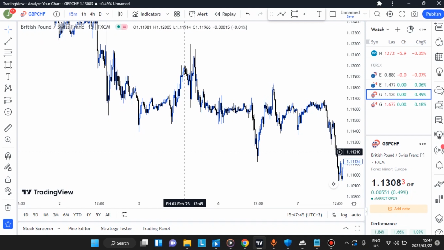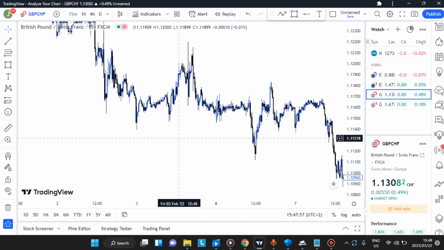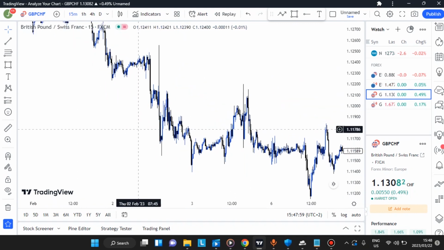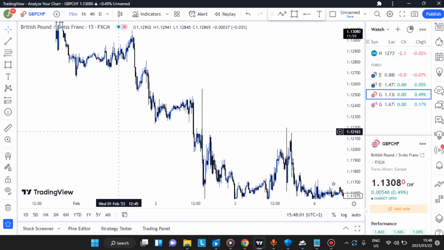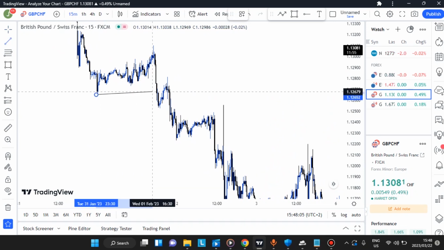Okay, guys, let's look at this trade on GBP Swiss francs. Now let's look at the trade that we could have caught using this strategy. As you can see here, we are in a downward trend. As you can see, we are breaking lows.